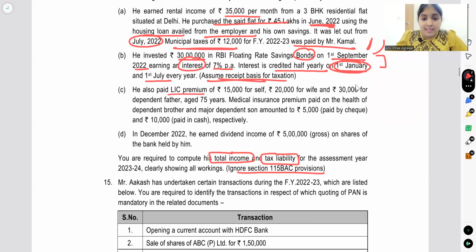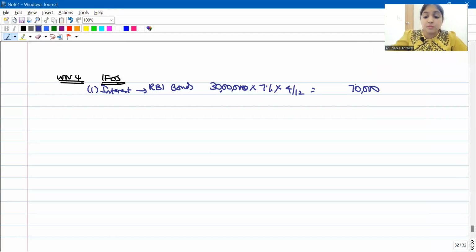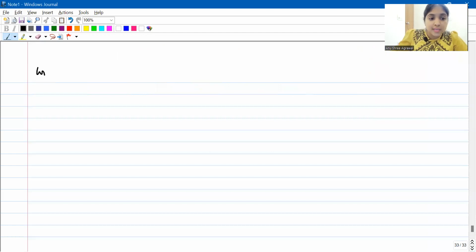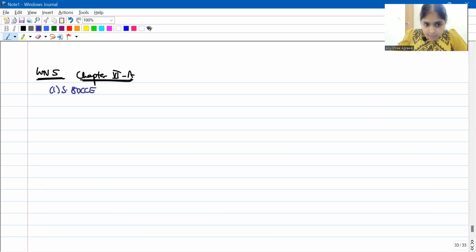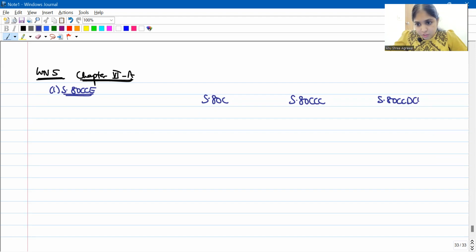Then we paid LIC premium of 15,000 for self, 20,000 for wife, and 30,000 for dependent father. He paid LIC premium. This will go to which section? This will go to section 80C. 80C will go to which section? 80CCE, and 80CCE will go to which chapter? It will go to chapter 6A. So we'll open another working note for chapter 6A. Okay, under chapter 6A, first of all, we have section 80CCE. Under 80CCE, there are 3 parts: 80C, 80CCC, and 80CCD subsection 1.